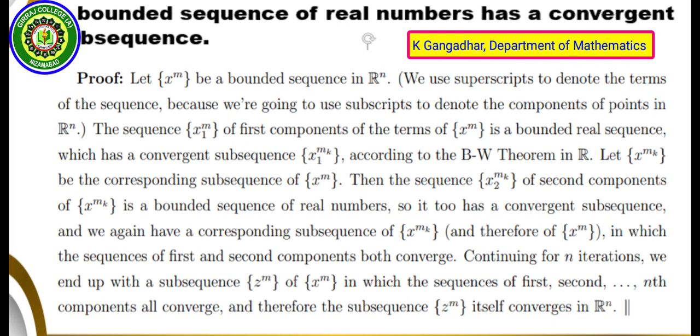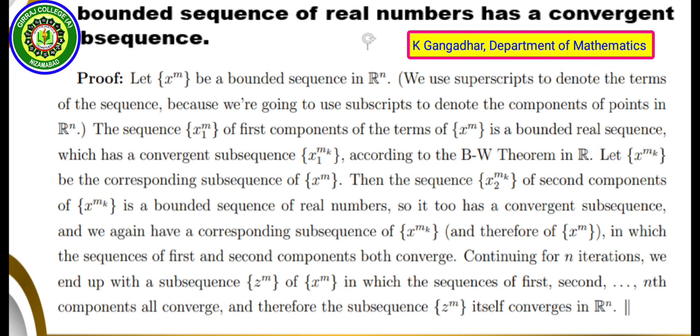So now the subsequence of x1^m is x1^mk, according to the Bolzano-Weierstrass theorem in the real number system, which says every infinite bounded set has at least one limit point. It is the Bolzano-Weierstrass theorem in the real number system.